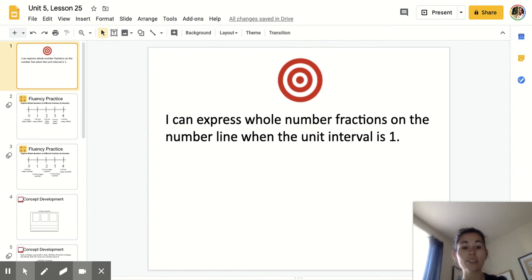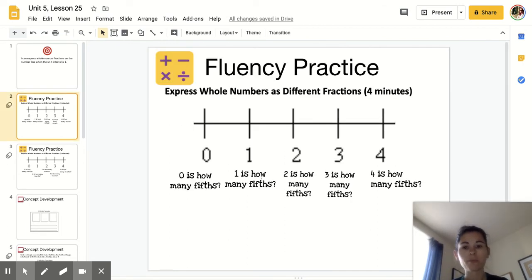Hey, third grade. So today we're going to work on expressing whole number fractions on a number line when the unit interval is 1. We're going to get started with some fluency.